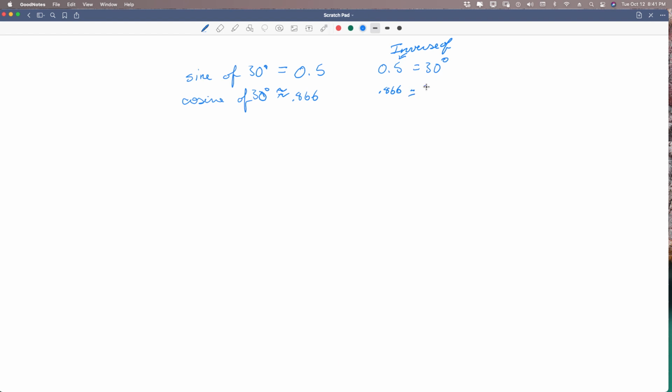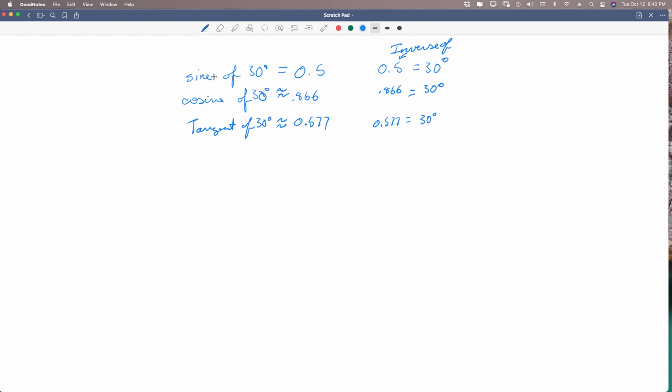is 30 degrees. The tangent of 30 degrees is approximately 0.577. And I will say that the more decimal places you use, the more accurate your number will be. So the inverse tangent of 0.577 is 30 degrees. So you see how that kind of works?